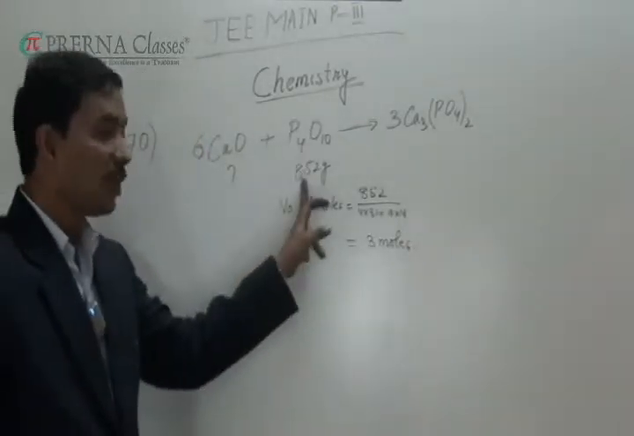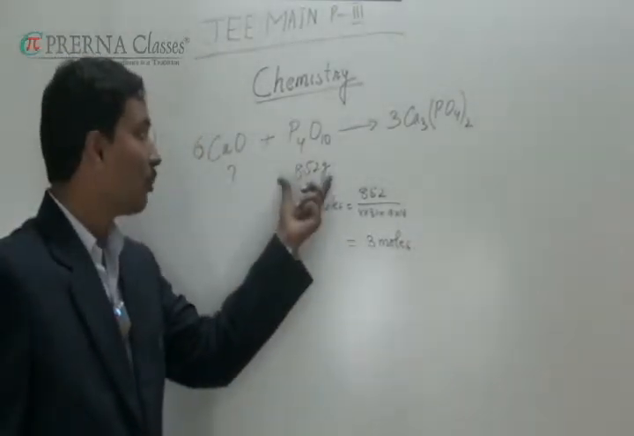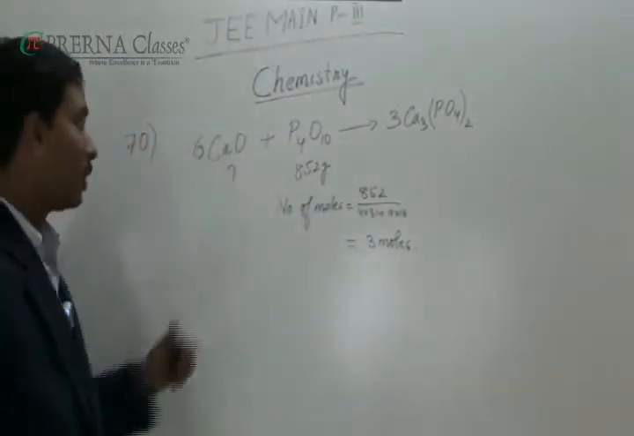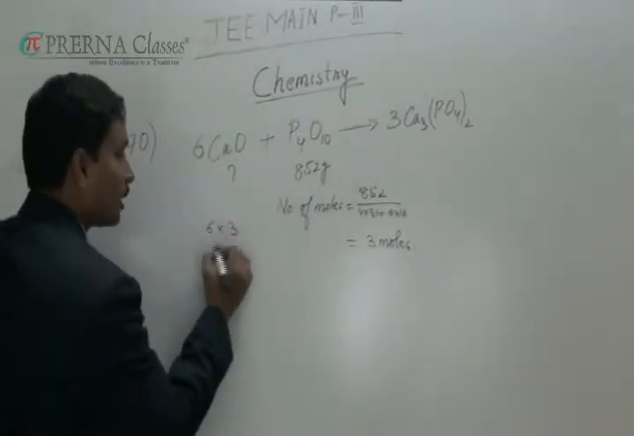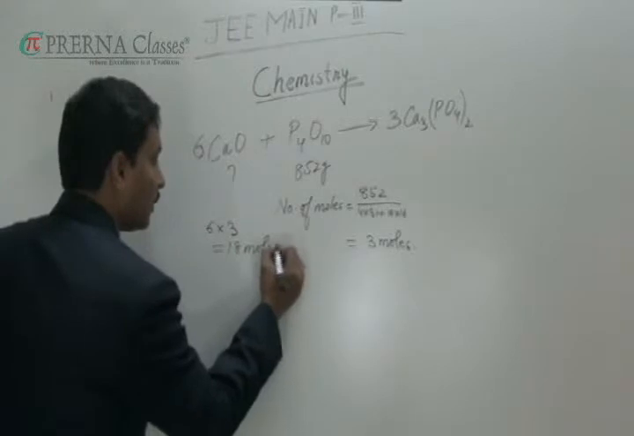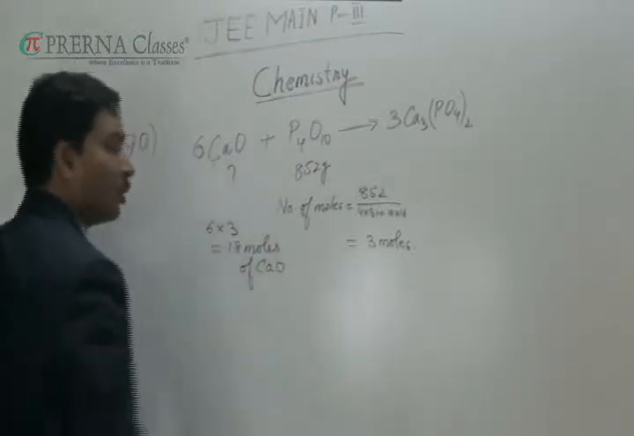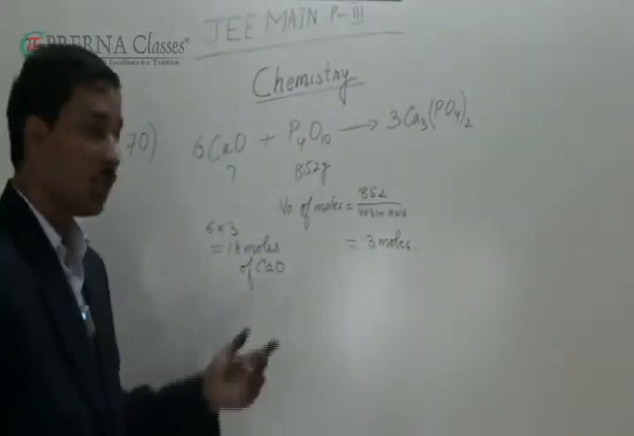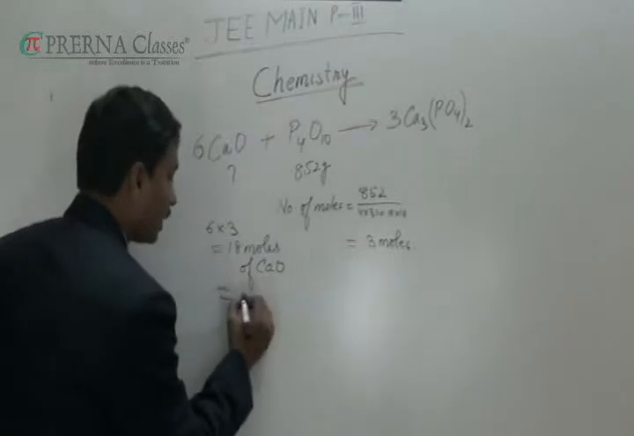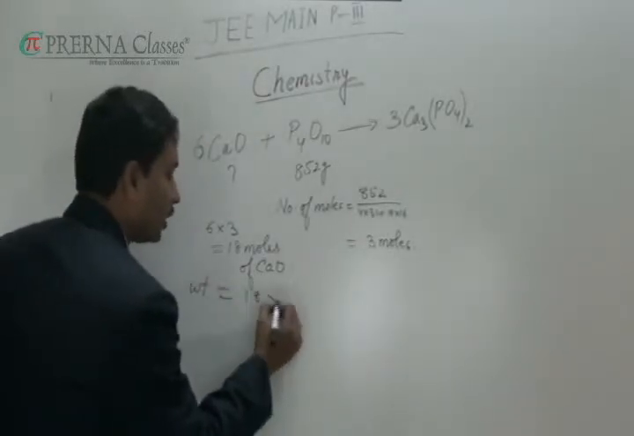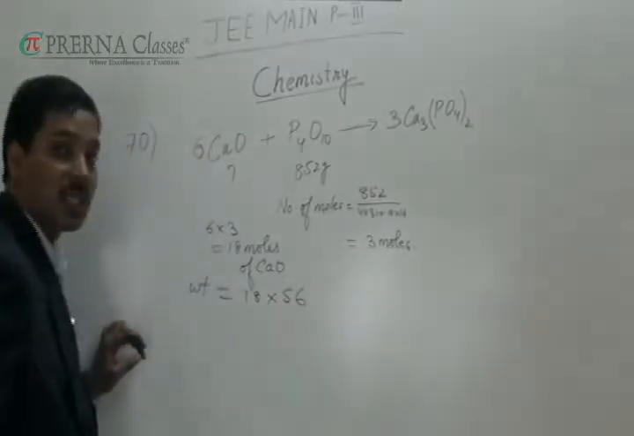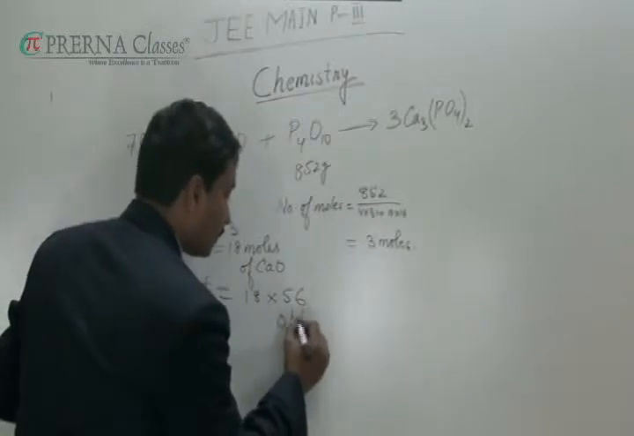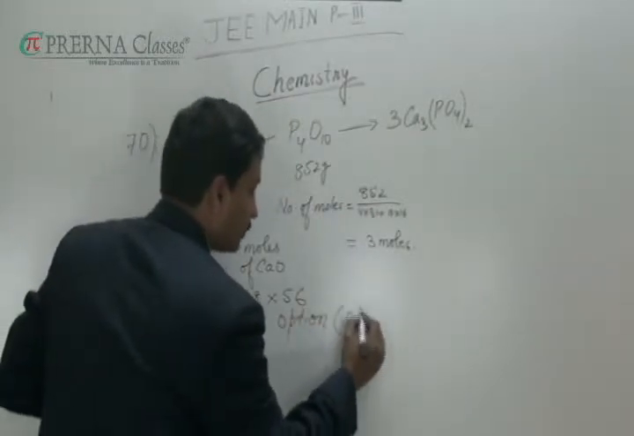That means 3 moles of P4O10 is present. If 3 moles of P4O10 is present, then it requires 6 times of it. That means we can write 6 into 3, that is 18 moles of CaO required. So we have to find the weight. We can multiply with the molecular weight of CaO. Molecular weight of CaO is 56. So we can write weight required is equal to 18 into molecular weight of CaO, that is 56. Calculate this, you will get the answer, and that is option B.